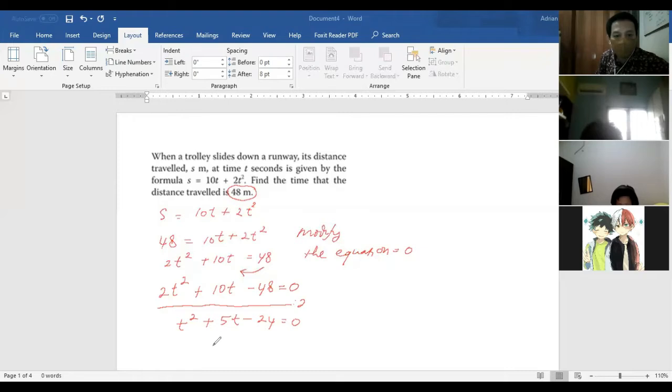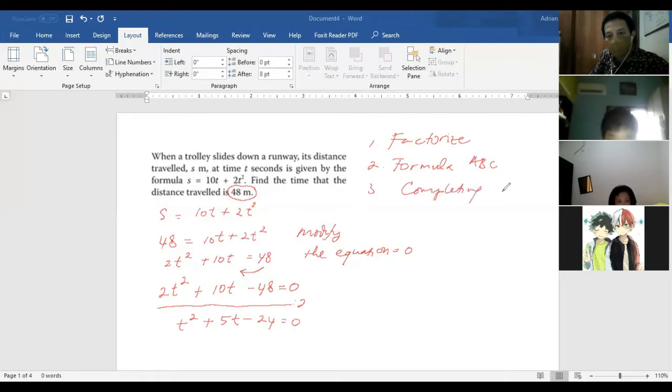And then how to solve this quadratic equation? There are several methods to solve a quadratic equation. The first is factorization. The second is the ABC formula. Number 3 is completing the square. And number 4 is drawing a graph. Now I think the easiest one is factorization, very easy. So you can factorize this one.